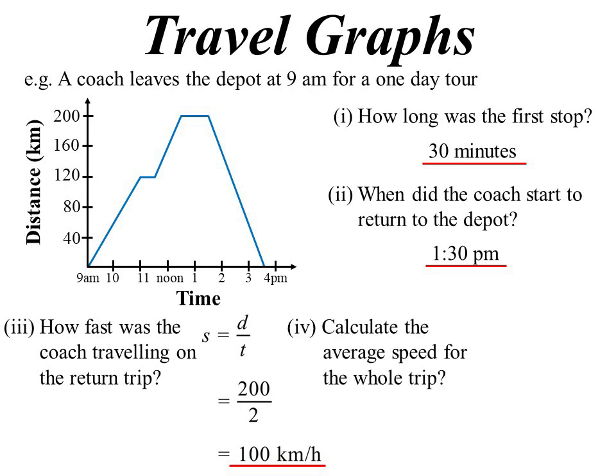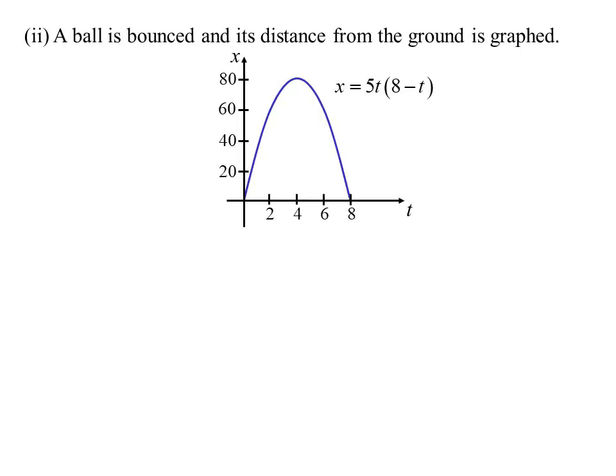Calculate the average speed for the whole trip. Again, speed equals distance over time. We travelled 400 kilometres all up, divided by 6, which gives 61.5 kilometres per hour. Those are the sorts of things we saw way back when. But now we don't have to have little blocks anymore because we've got calculus, we've got other functions we know.